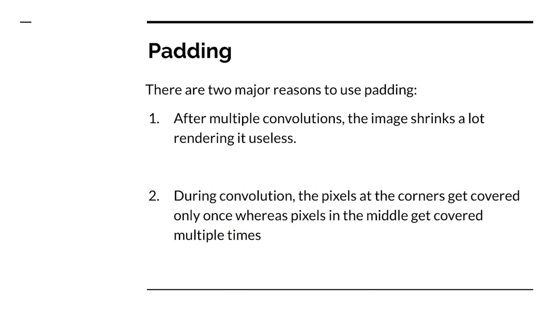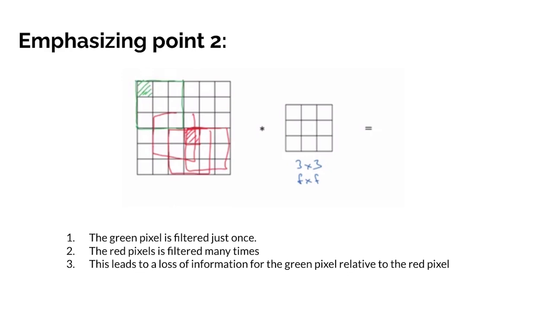The first one being, after multiple convolutions, the image shrinks down, eventually rendering it useless. The second reason is, during convolution, the pixels at the corners get covered only once, whereas pixels in the middle get covered multiple times. This is what I meant by my second point. As you can see, the pixel highlighted in green gets filtered only once, whereas the pixel highlighted red gets filtered multiple times. Now this leads to loss of information of the green pixel relative to the red pixel.